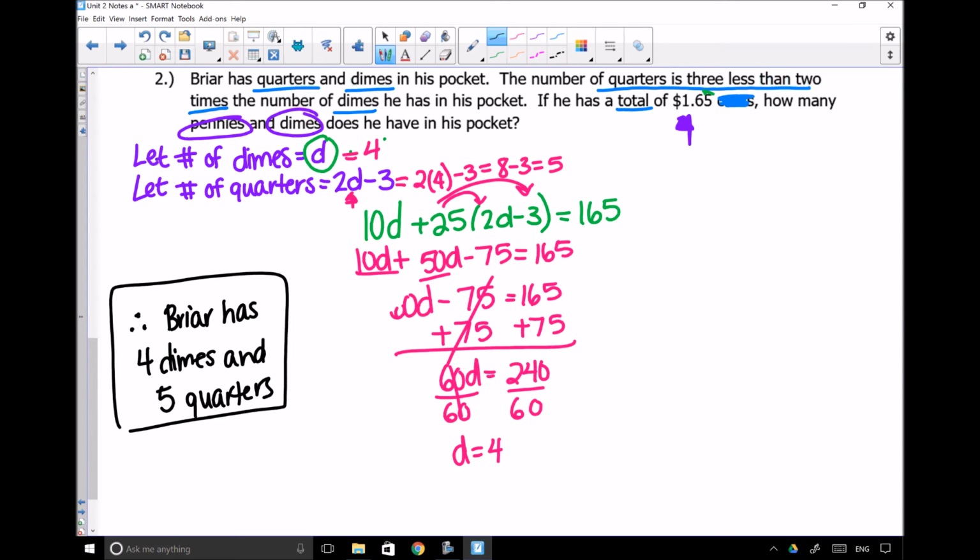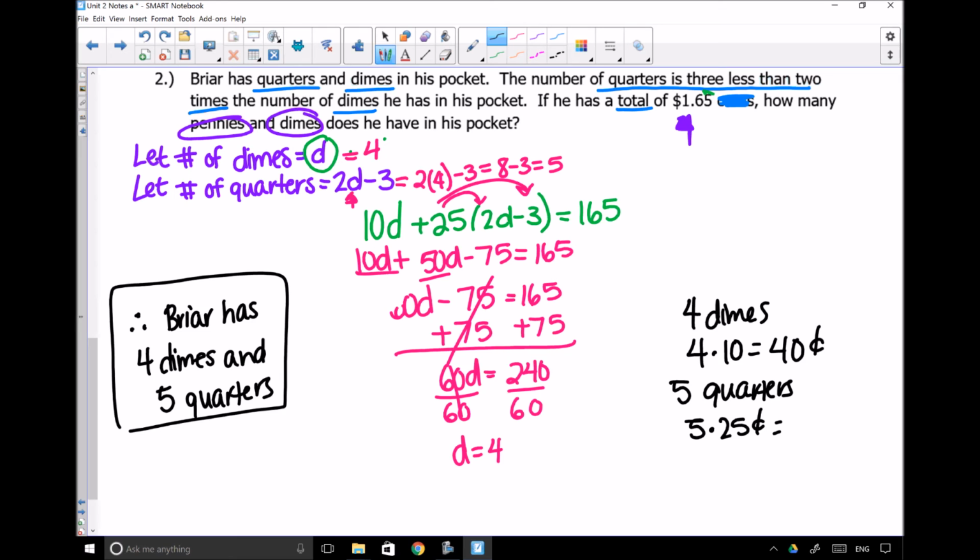But let's do our check to make sure it's right. So 4 dimes means 4 times 10 cents, which is 40 cents. Okay, and then 5 quarters means 5 times 25 cents, which is $1.25, right? So we'll say 40 cents is 0.40. When you add those together, sorry, with the $1.25, you end up getting the $1.65 that you want. So to check, it works.